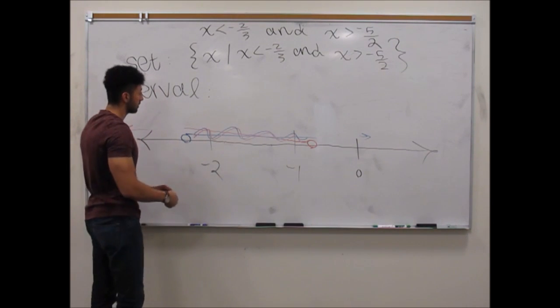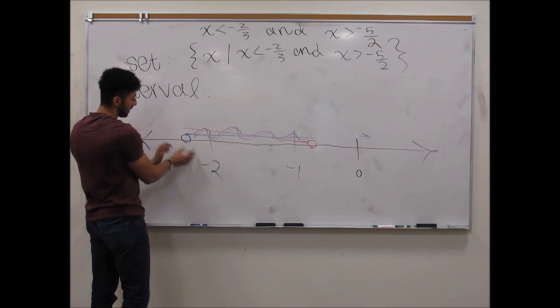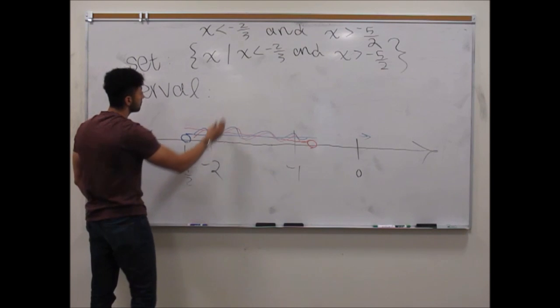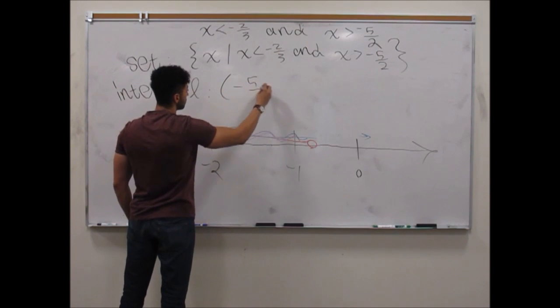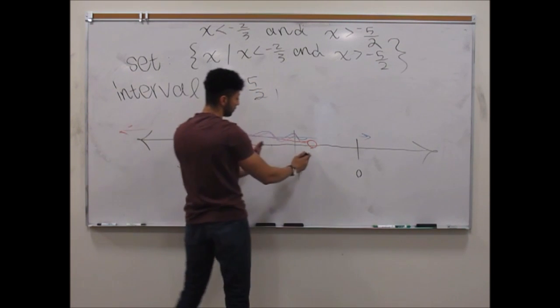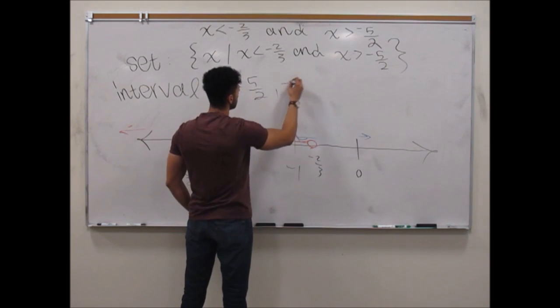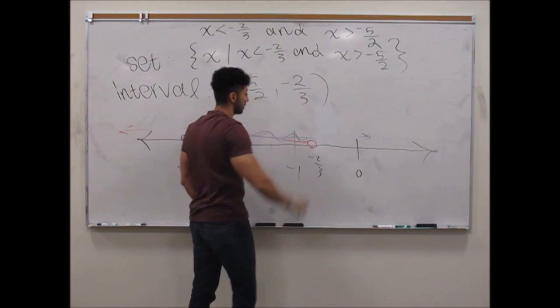So we're doing the AND case right now. So we start at negative 5/2, not included. We go all the way until we hit negative 2/3. That is also not included.